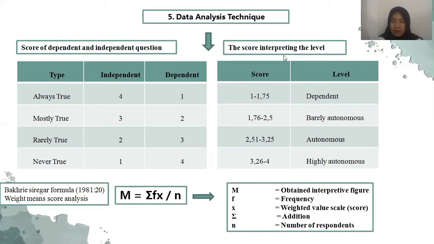The score interpreting the level in this study is the independence level. The score 1 until 1.75, barely autonomous. 1.76 until 2.5, autonomous level. 2.51 until 3.25, and highly autonomous level 3.26 until 4.